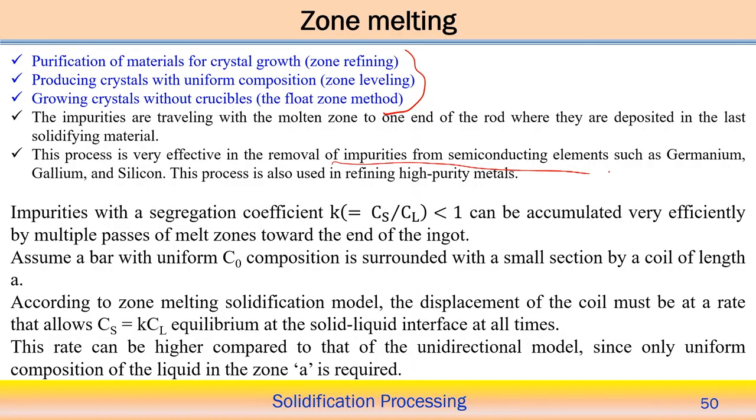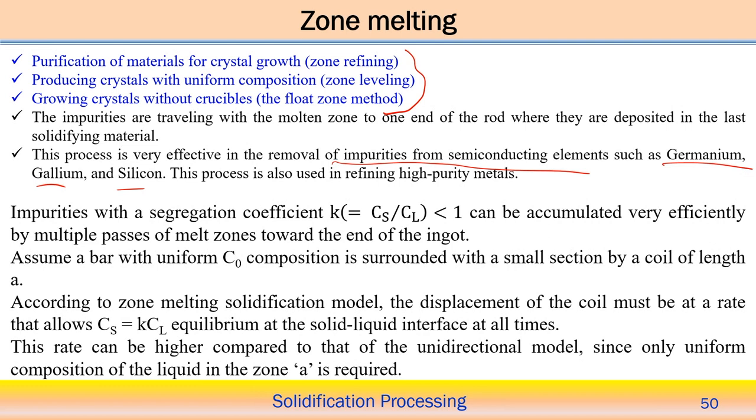This process is very effective for the removal of impurities. Usually the application started with semiconducting elements. The removal of impurities from semiconducting elements such as germanium, silicon and gallium is where the zone melting process is mostly used, and that is why it is already an industrially developed process. This process is also used for refining high purity metals.